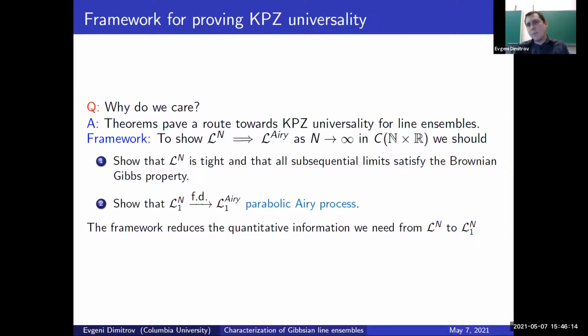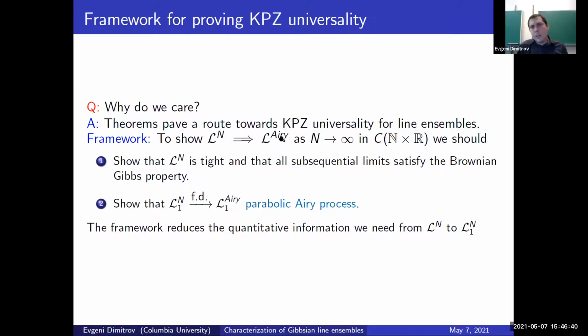So there's kind of beautiful conjectures about classifying these objects. Now the theorems that I presented don't really address these conjectures, but they further our understanding of Gibbsian line ensembles in general. Now the second point of interest, the one that I'll describe here, is that these theorems pave a route to establishing KPZ universality for line ensembles.